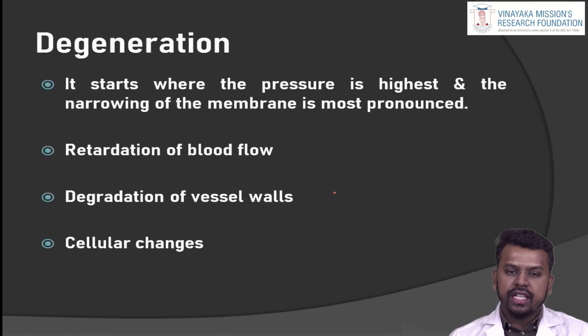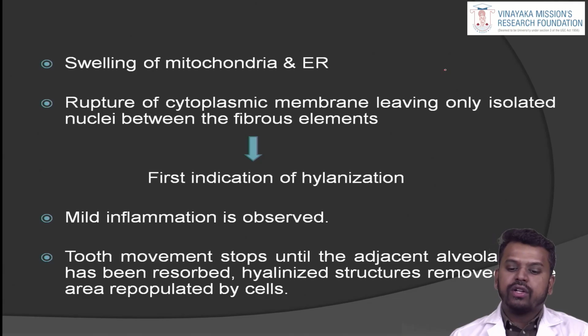The degeneration starts where the pressure is highest and the narrowing of the membrane is most pronounced. Retardation of blood flow, degradation of cells and cellular changes occur. Swelling of mitochondria and reticulum and rupture of the cytoplasmic membrane, leaving only isolated nuclei between the fibrous elements. The first indication of hyalinization is the rupture of the cytoplasmic membrane. Mild inflammation is observed. Tooth movement stops until the adjacent alveolar bone has been resorbed, hyalinized structures removed and the area repopulated by cells.